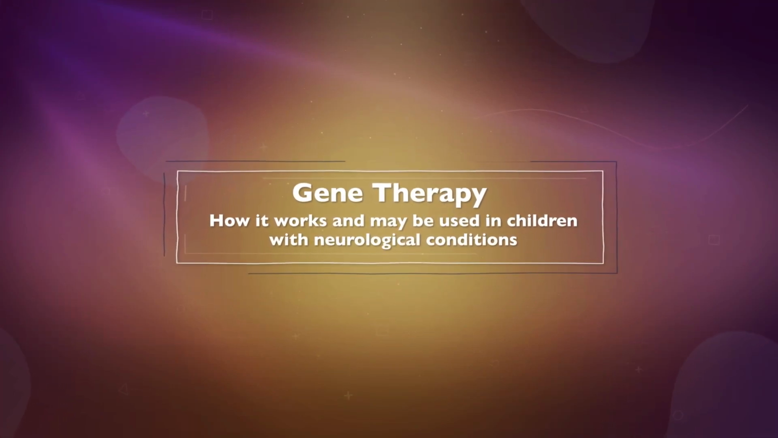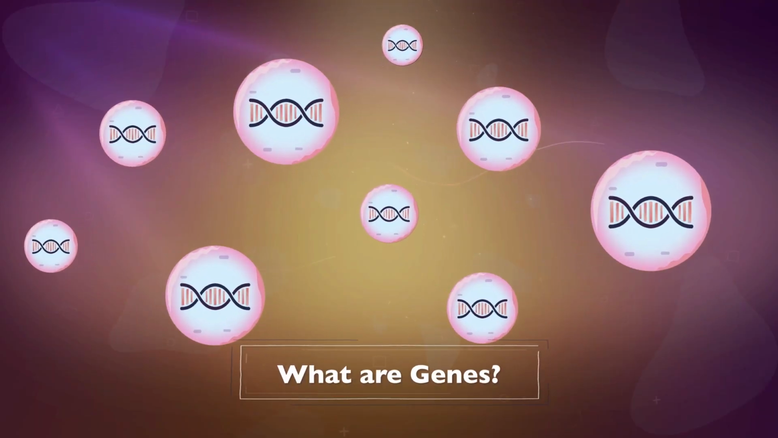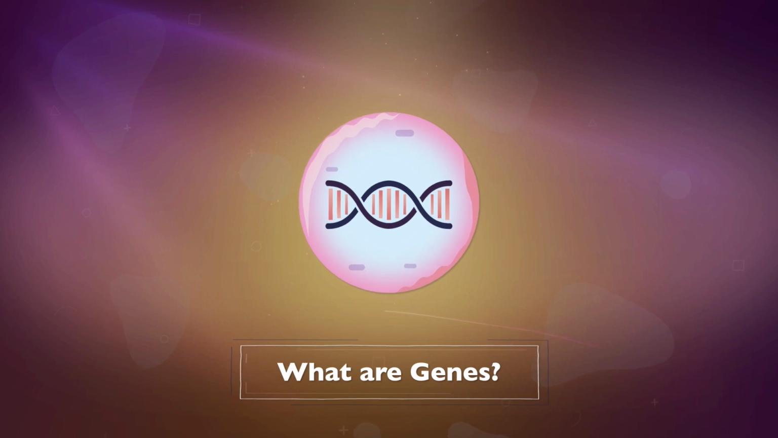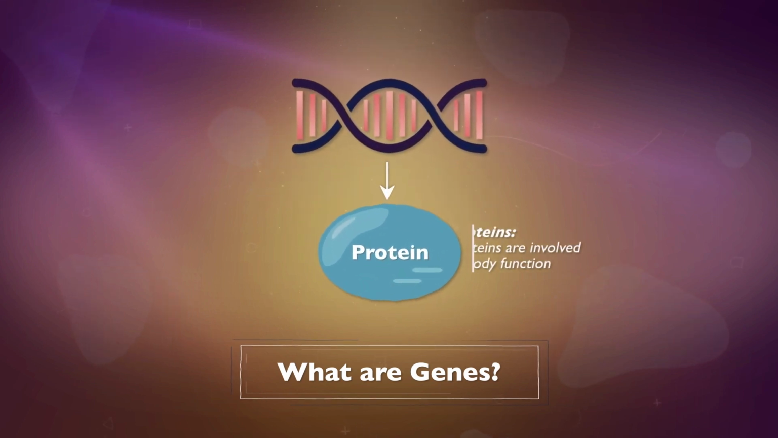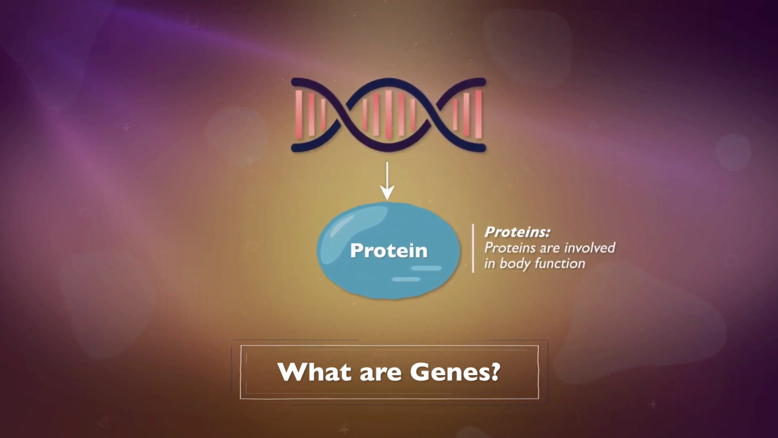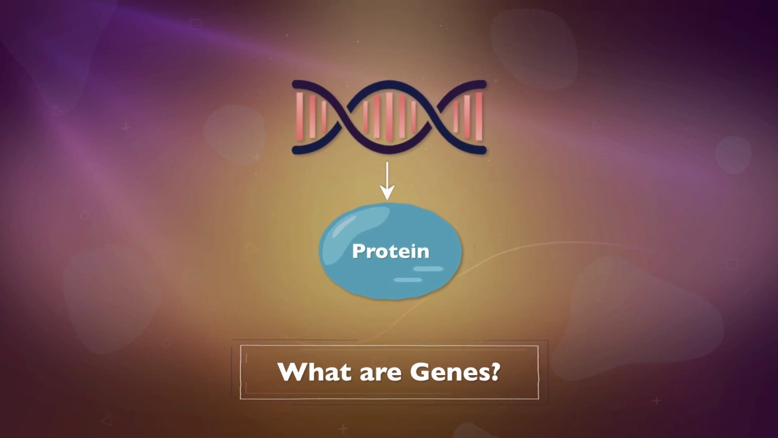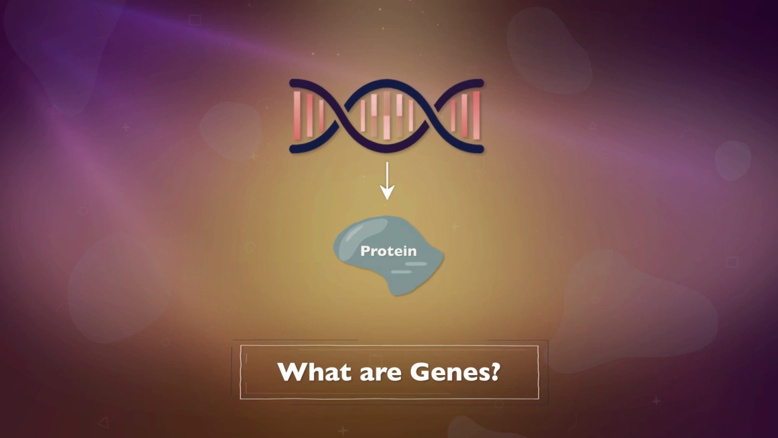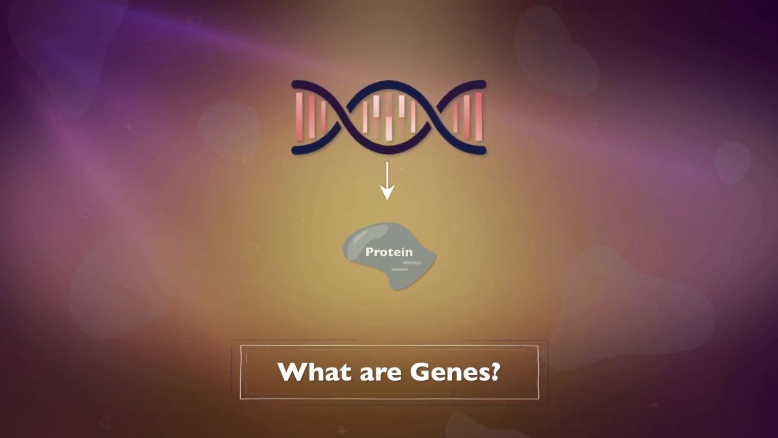To understand genetic therapies, let's first look at what genes are. Genes are sections of DNA inside cells that provide instructions to make proteins, which are involved in body function. If your child has received a genetic diagnosis, this may be due to changes in one or more genes that cause certain proteins not to be made or to work well.